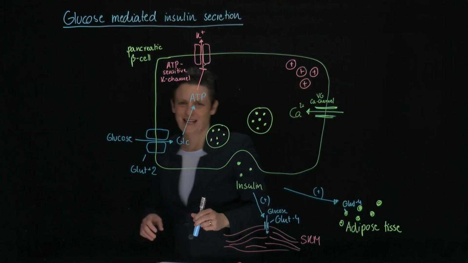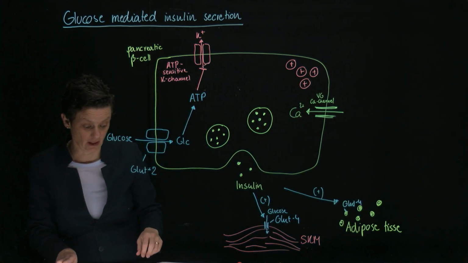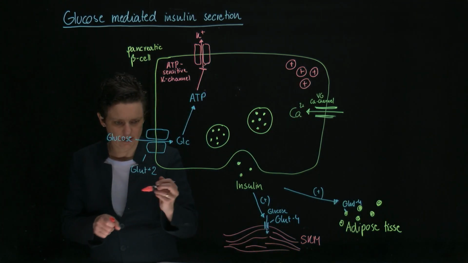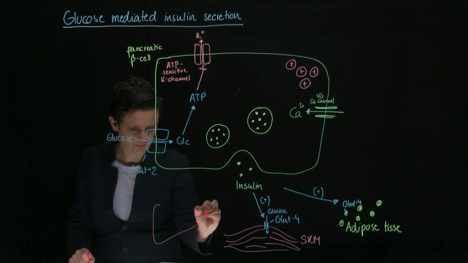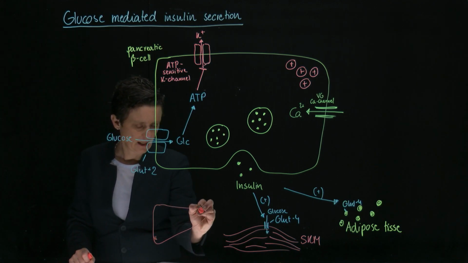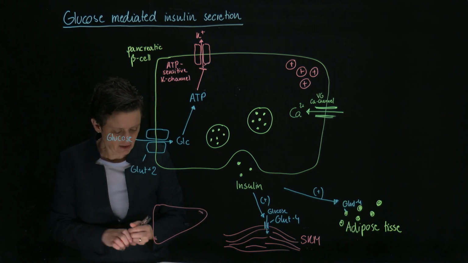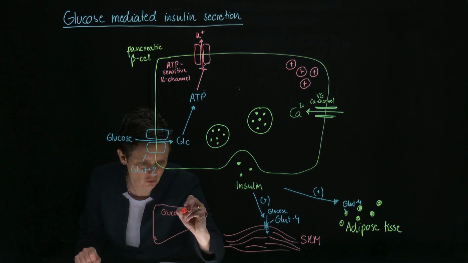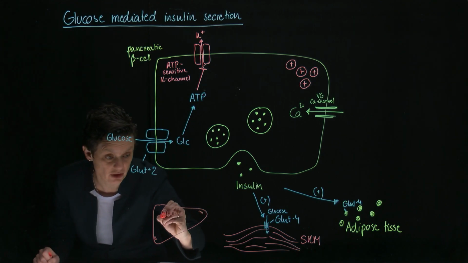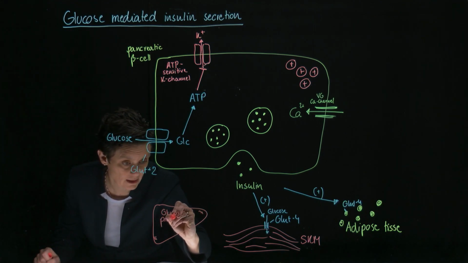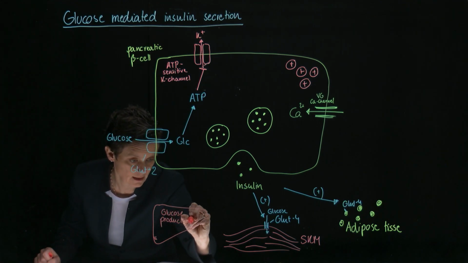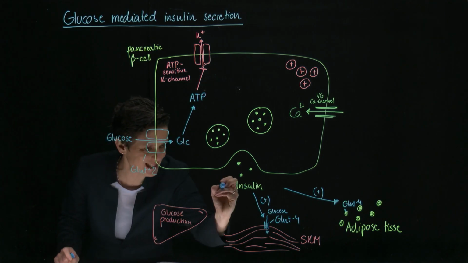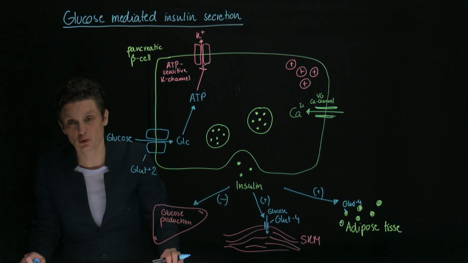And then it also has effects on the liver, because let's draw in here a liver. Insulin shuts down glucose production. The liver makes glucose from scratch in a process called gluconeogenesis, so glucose production. And what insulin does, it inhibits gluconeogenesis.